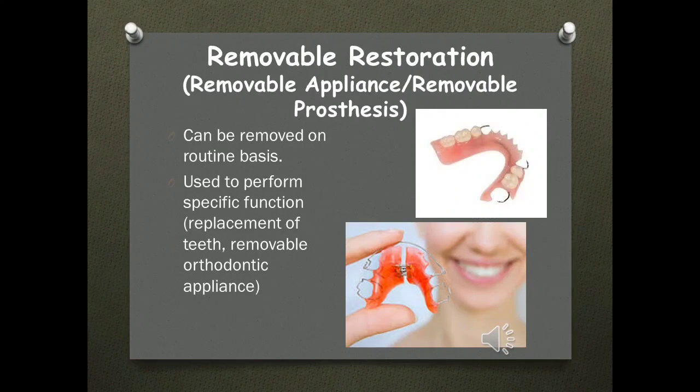Removable restorations or removable prostheses, unlike the fixed ones, can be removed on regular basis from the patient's mouth. They are basically intended to perform certain specified functions into the oral cavity. Like, for example, if there are certain missing teeth, you can give a partial denture, removable partial denture to the patient. So that's also a removable prosthesis. They can be removed either by the patient himself for the cleaning purposes, like the acrylic partial denture, or they can be removed by the dentist himself for adjustment, like the removable orthodontic appliances.